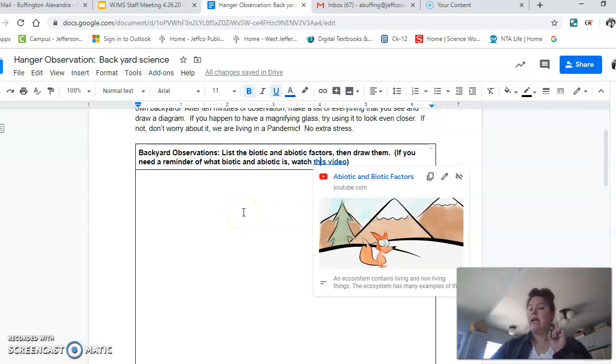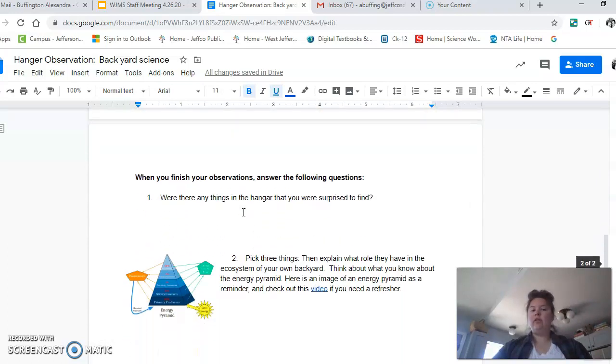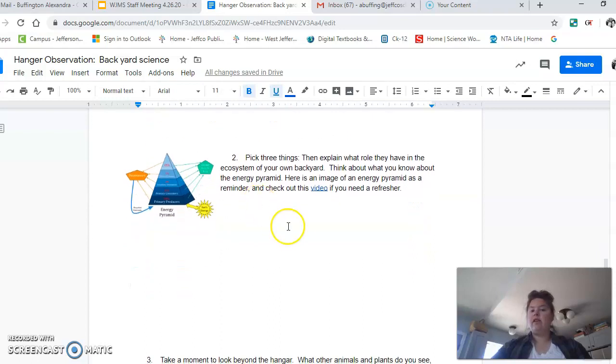Okay, so that's day one. We're doing your observation, getting everything in there. Day two would be scrolling down and doing these questions. Number one, was there anything in the hanger that you were surprised to find? Number two, you're going to pick 3 things that you drew in your observation yesterday and list the role that they have in the ecosystem, in your backyard ecosystem.